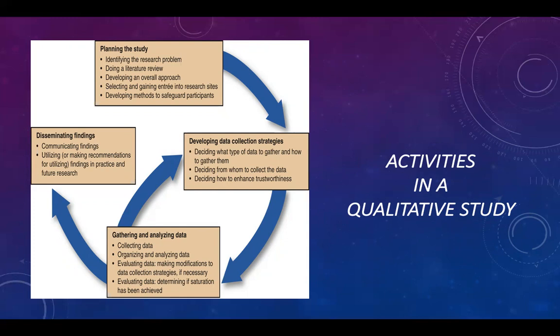So in the beginning, you're planning your study, the same thing like quantitative, identifying the research problem, doing your literature review within your meta-analysis, developing an overall approach, selecting and gaining entry into research sites, and developing methods to safeguard participants. Next, you're developing data collection strategies, deciding how you're going to collect the data and who you're going to collect it from. Then you're going to gather and analyze the data, evaluate the data, and then communicate the findings.